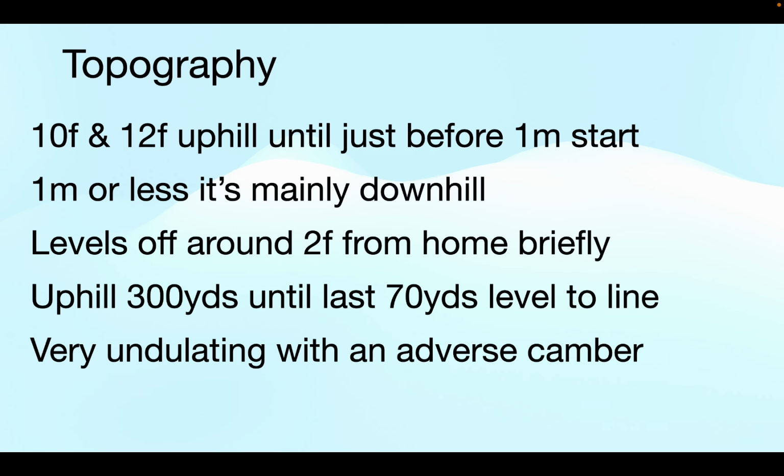So the 10 and 12 furlong is uphill. It's an uphill start until just before the 1 mile start. At 1 mile or less, it's mainly downhill. It does level off around about 2 furlongs from home, very briefly, about 100 yards or so, and then it's uphill for 300 yards or so until the last 70 yards where it levels off to the line. It's very undulating, with an adverse camber taking the horses into the rail.